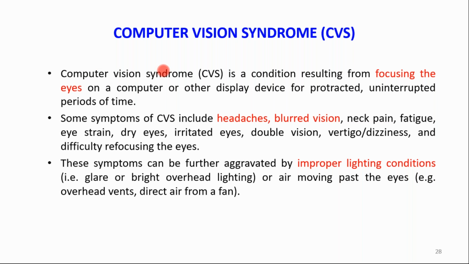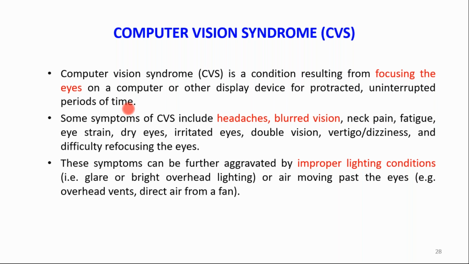So what exactly is it? It is the condition resulting from focusing the eyes on a computer or other display device for prolonged uninterrupted periods of time. So if you are looking at the computer or the electronic gadget for a longer period, if you are focusing and refocusing on the screen again and again, then the condition which results is called computer vision syndrome.